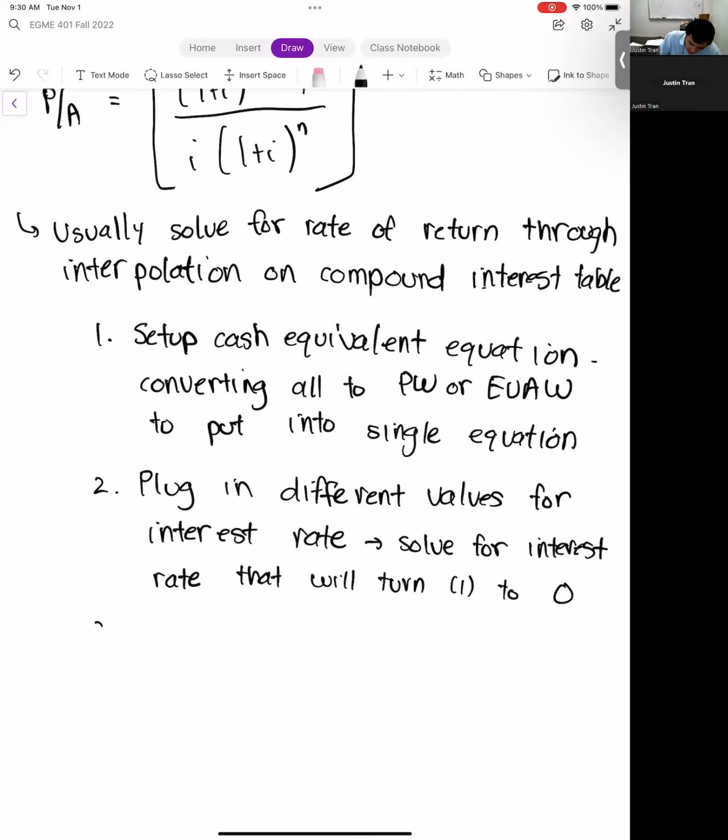Okay. Likely, this is not going to be an interest rate that comes straight from the table, and so this is going to be somewhere in between. And so what we're going to do is keep repeating step two until we see that the present worth, or whatever equation we set up in step one, changes signs from positive to negative. Okay.